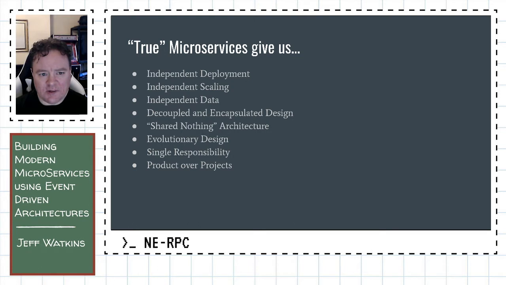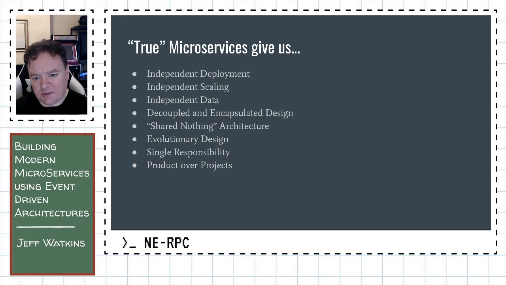So true microservices, well, what do they give us? Well, they give us independent deployment. This is one of the key things. This means we can deploy our services completely separately. This means we can take parts of the overall ecosystem in and out of service quite quickly. It makes our deployment small. We only deploy what we need to do.